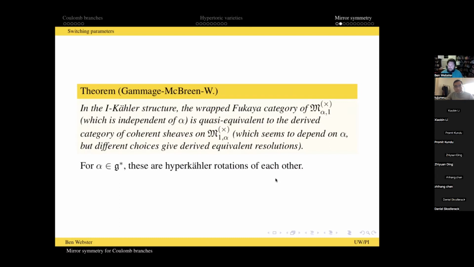It just tweaks the relations in the quiver a little bit to take the multiplicative guy. And I get different resolutions for different alphas, but actually the different choices give me equivalent derived categories. So really what I'm showing is that this Fukaya category matches a non-commutative resolution, and that non-commutative resolution is derived equivalent to all the commutative ones.